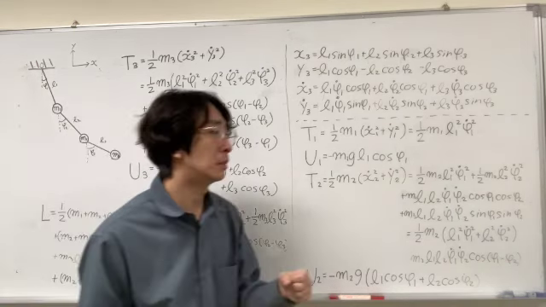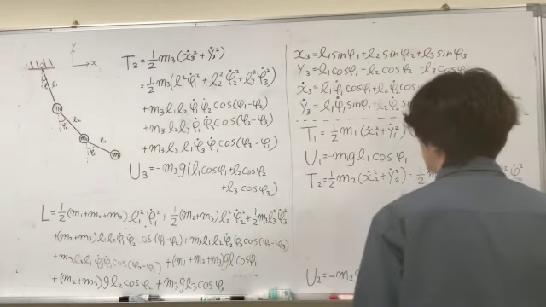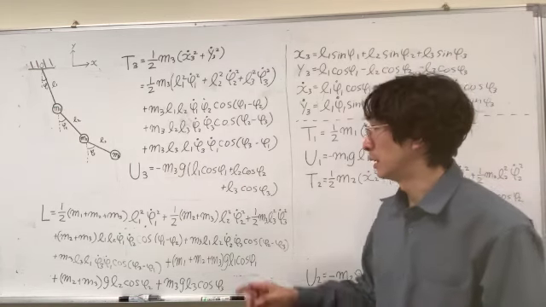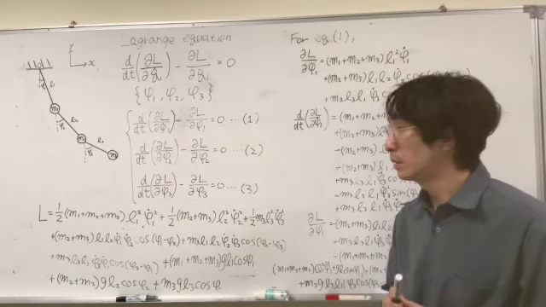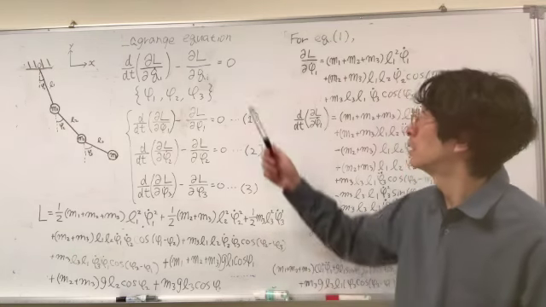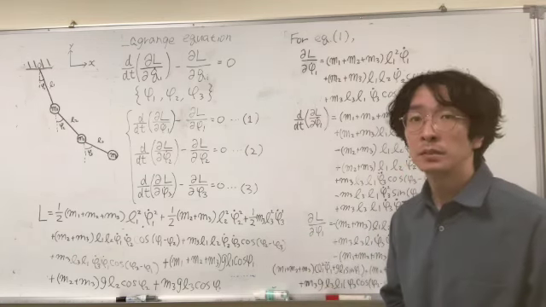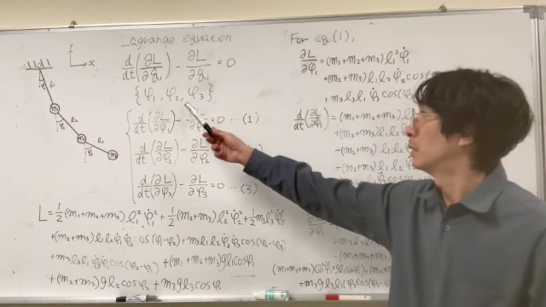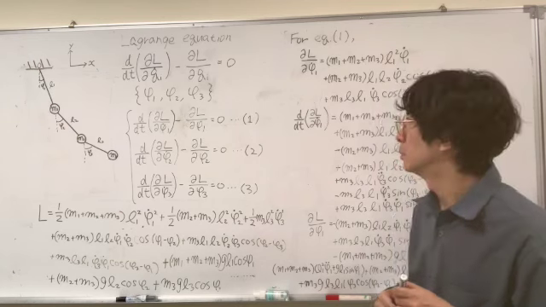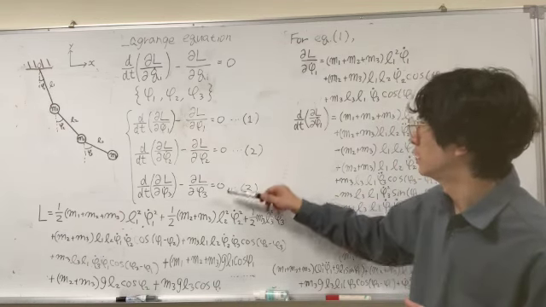So finally, we calculate the sum of all the kinetic energy and the potential energy. Then we can define a Lagrangian like this. Once we have the Lagrangian, we just insert this equation into the Lagrange equation. In this case, we have three parameters, phi 1, phi 2, and phi 3. We calculate the three equations of motion for 1, 2, and 3.